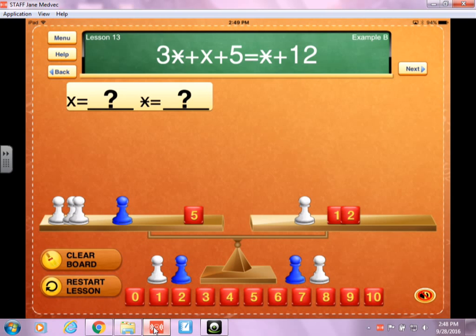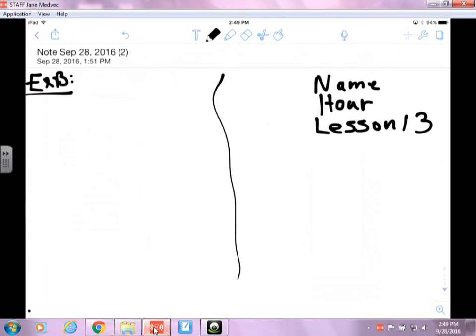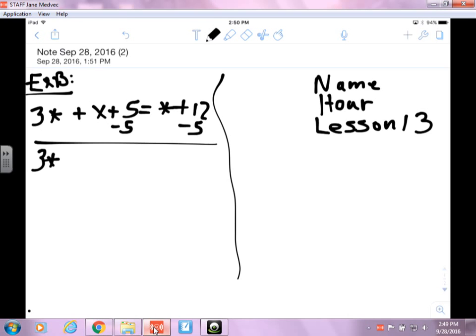So now I need to take some stuff away. The first thing I do, because some students get kind of lost, I would go ahead and try your numbers. So I would take away 5, and take away 5 from the 12, okay? So I'm going to go back to my notes. And I've got 3 star plus x plus 5 equals star plus 12. And I subtract my numbers because I can't combine like terms. So 3 star plus x equals star plus 7.